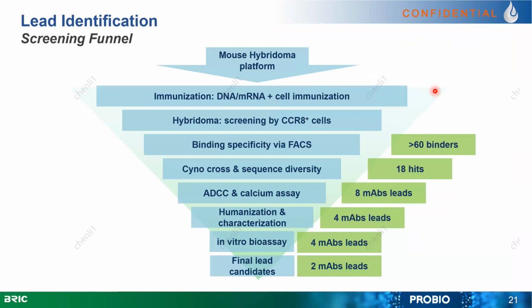This is an overview of the screening funnel for this case study. We started with mouse immunization by DNA, cell immunization, and mRNA, followed by hybridoma fusion and screening. Those hybridoma candidates were screened by high throughput flow cytometry analysis against human and cyno CCR8 overexpressing stable cell lines, and further validated by ADCC and calcium flux assays for functional efficacy. The top candidates were humanized and confirmed by in vitro efficacy and developability assays to narrow down to the top two leads for the subsequent cell line generation and process development.